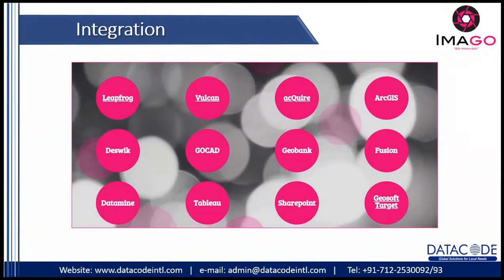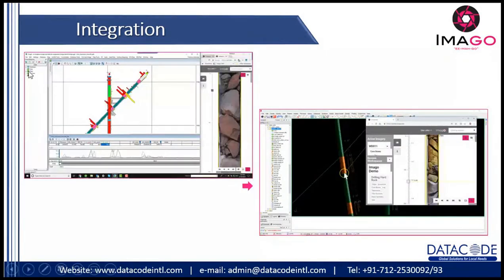This is some of the screenshots of integration. You can see this is the Target screen, and this is Imago. When we have synchronized the software with the Imago platform, it gives such a view where whenever you click in the Target window, it will directly take you to that location or depth, so that you can directly have a view of the core in that location. You can zoom in or zoom out, as I have already mentioned. The same goes for other platforms: if you are using any other software, it works the same way as I have mentioned for Target. I'll show you a small video so that you can see how it actually works.